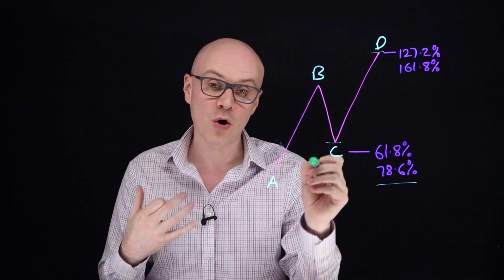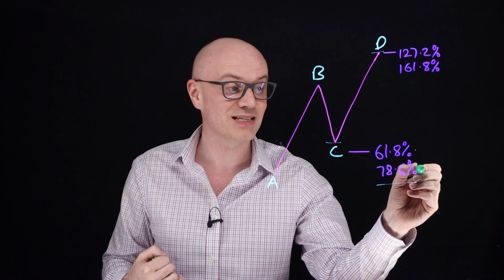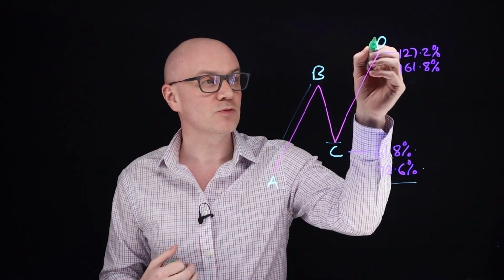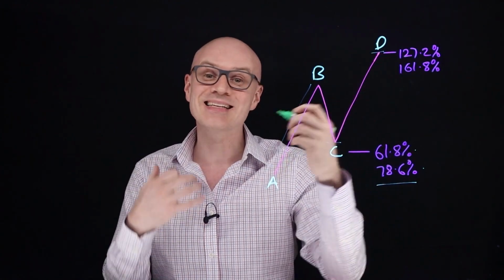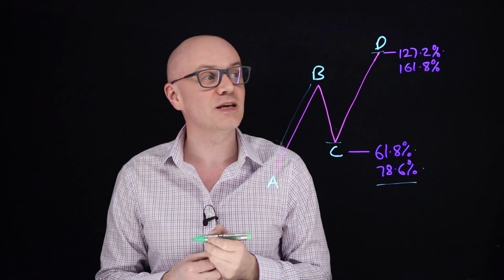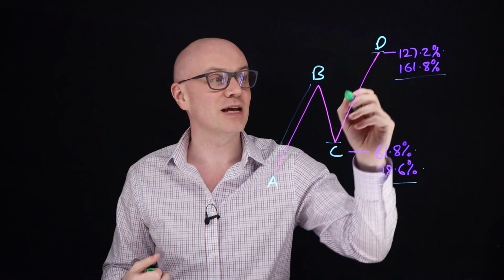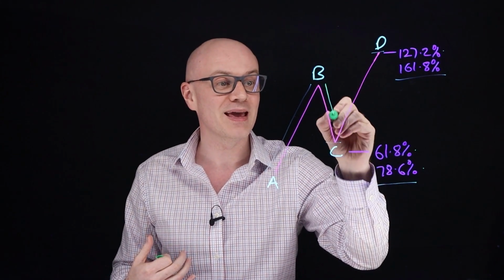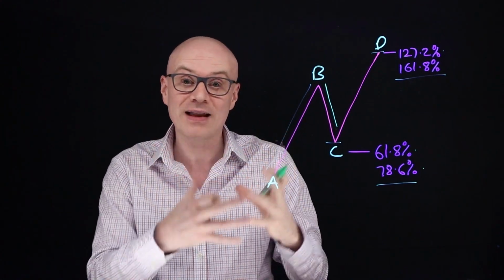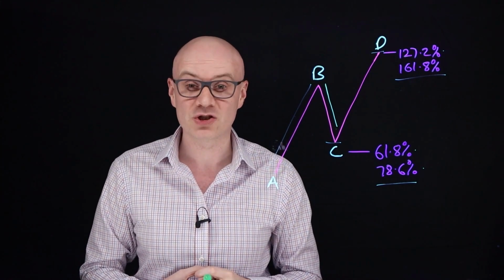Point C should always be either the 61.8 or the 78.6 retracement level of the move from A to B. When it comes to point D, that should always be a Fibonacci extension level of either 127.2 or 161.8, and that should be the extension level of the move from B to C. So once you have that structure in place, you have validated the setup, and that is how we'd go about identifying it properly in a price chart.